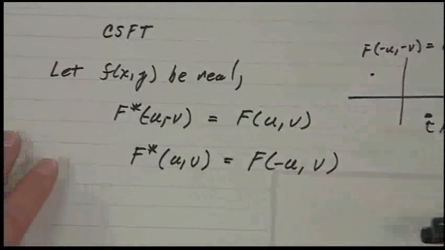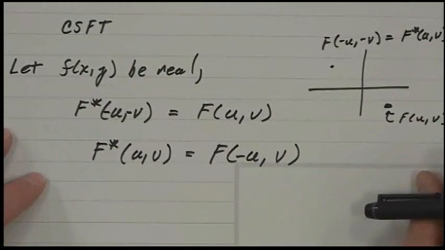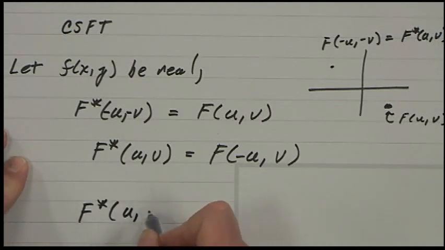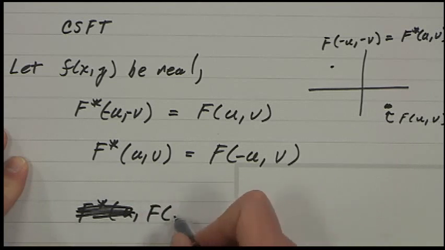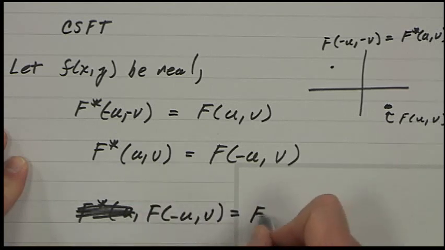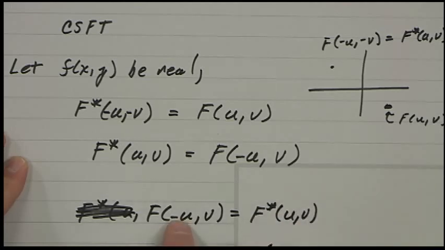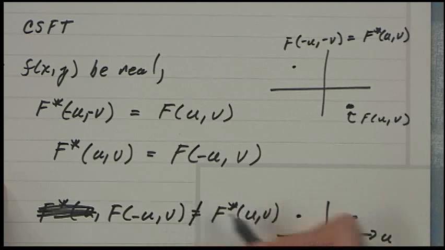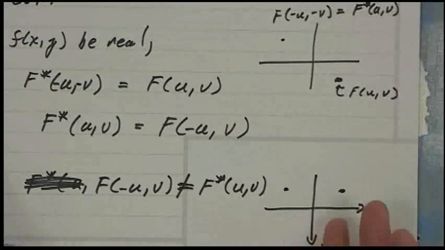But what's not true, and what students often think is true, they get trapped accidentally, is that f of minus u, v is equal to f star of u v. In other words, if you just take the mirror image along one axis, it's not conjugate symmetric. So for instance, over here, this is u and that's v. If I take some value there, that value there is not the conjugate of that value. So I put a not sign there. Those are not equal. So flipping along a single axis does not conjugate the signal.